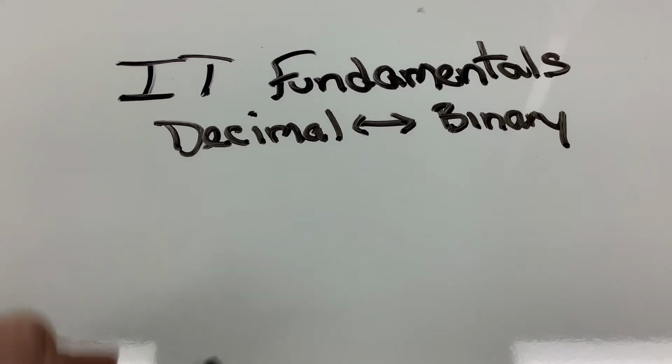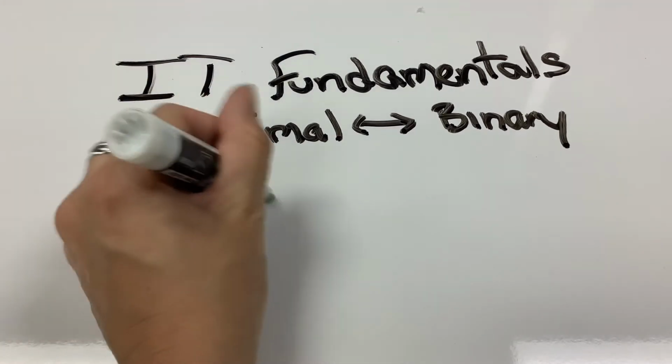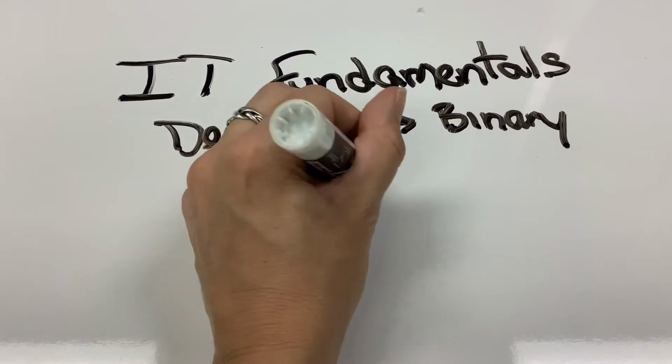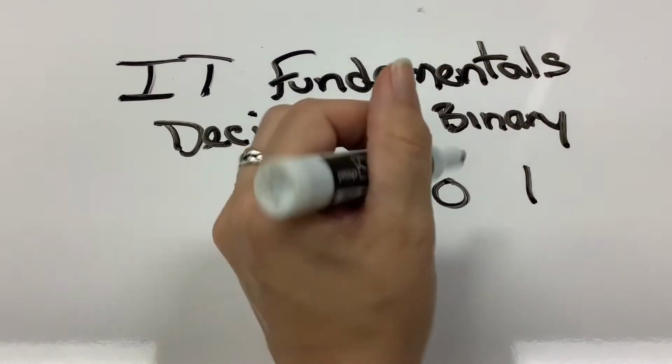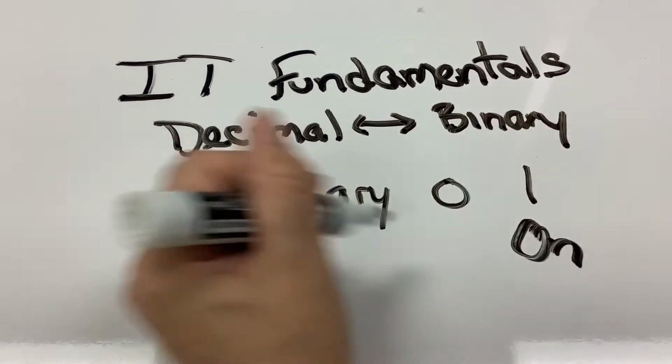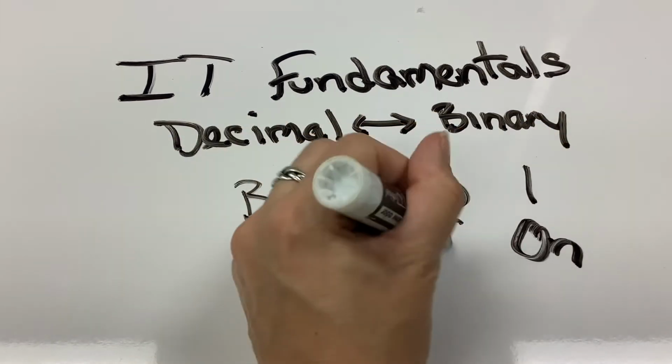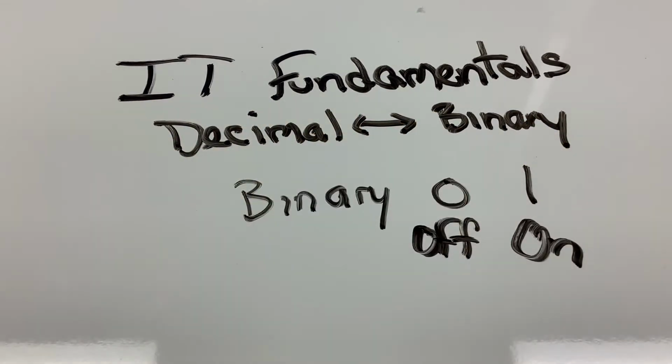So the first things first is that binary can only be zeros and ones. One means on, a zero essentially means off. This is really important when it comes to networking. So if you tend to think you're going to go into some sort of networking field, this is going to be something you're really going to want to nail down.